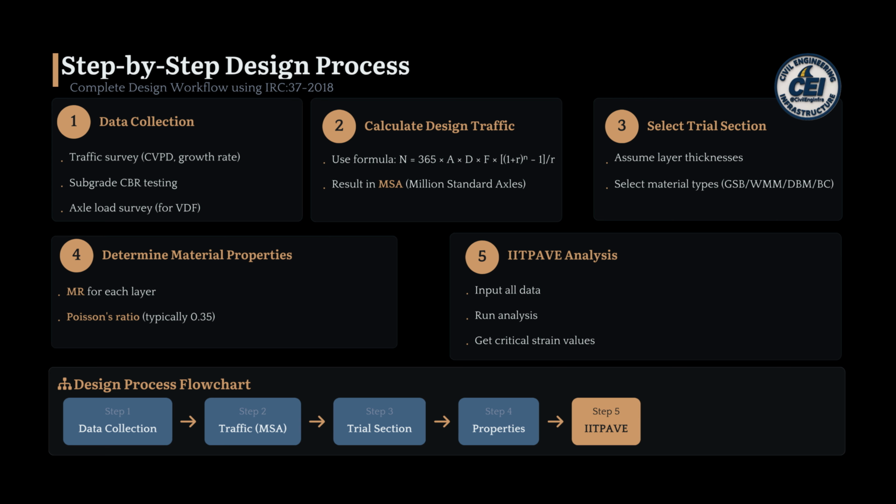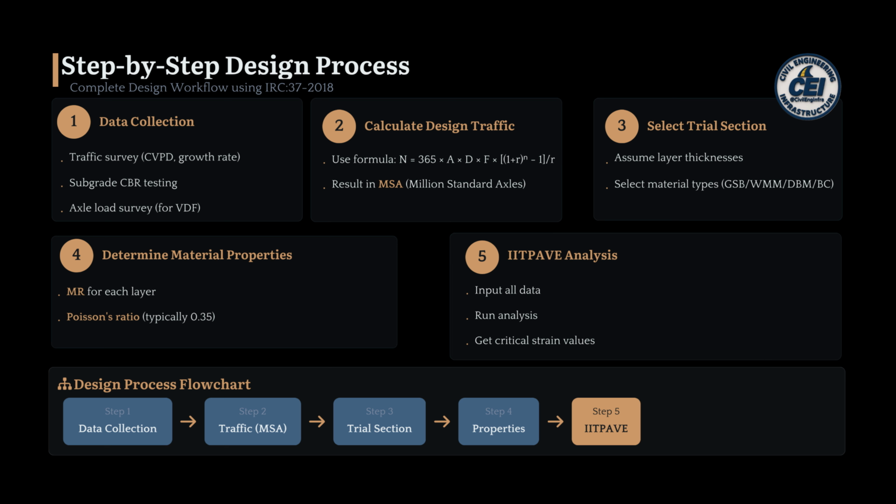Step 3. Select trial section. Estimate initial thickness based on experience or IRC design charts. Decide material types, GSB, WMM, DBM, BC. Select layer thicknesses, for example, 200 mm GSB plus 150 mm WMM plus 80 mm DBM plus 40 mm BC.